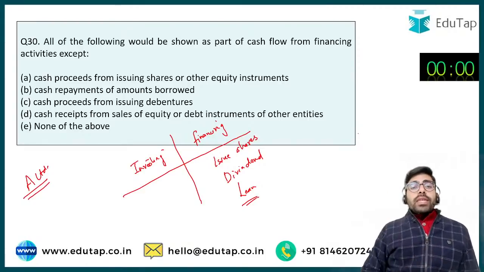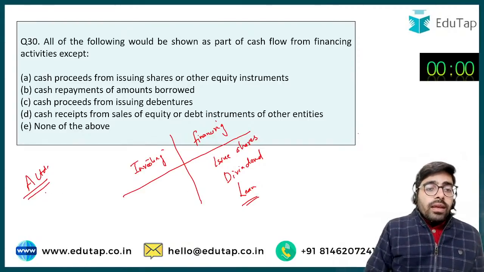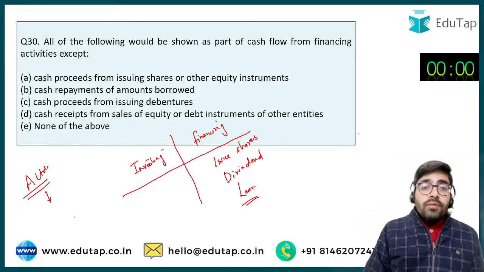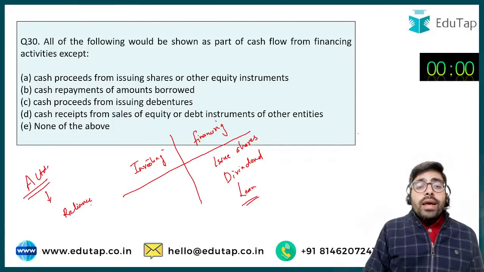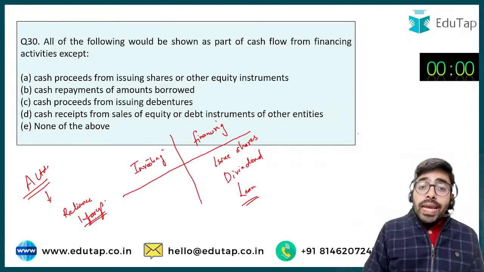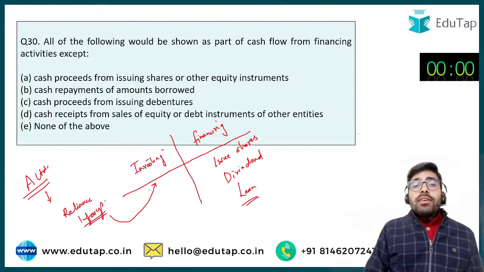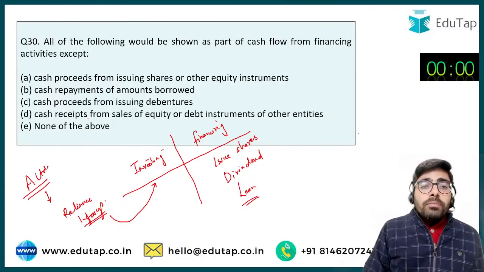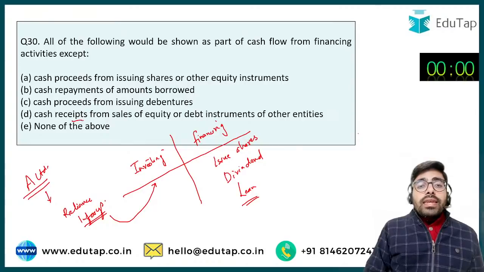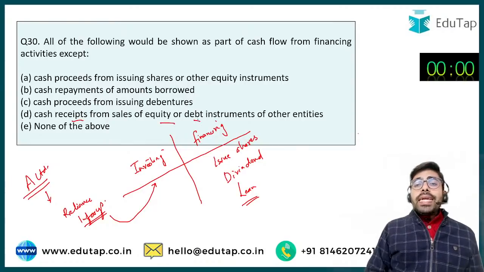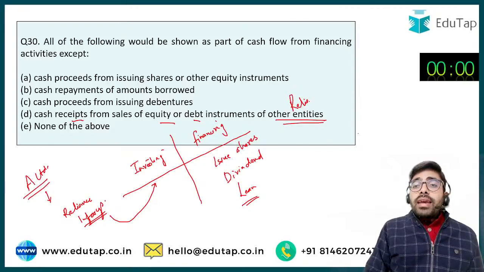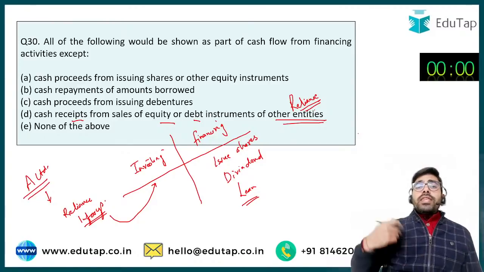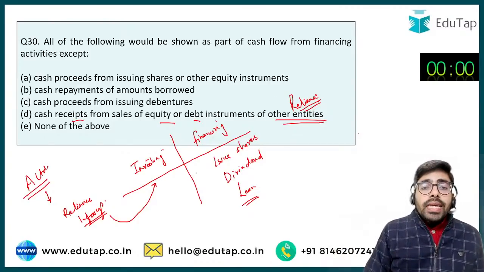But now let's suppose A Limited has some surplus cash with it. Now this surplus cash is to be invested somewhere. Now suppose this A Limited acquires the shares of Reliance Limited. It acquires the shares of Infosys. So what are these? They are the investments which have been made by A Limited. So they are going to be classified as investing activity. So in option number D, it is specified cash receipt from sale of equity or debt instrument of other entity. Other entity means Reliance or Infosys. So if you sold their shares, they are going to come under the investing activity.